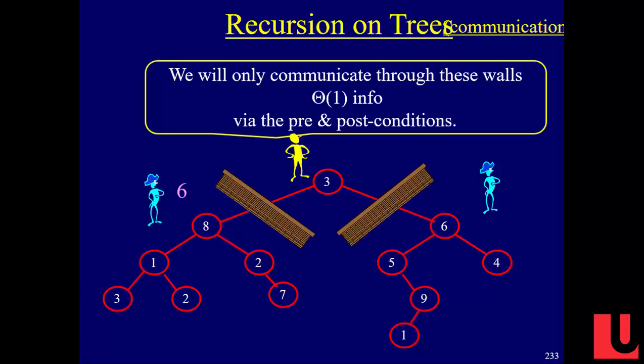And then how much work do I personally do? Remember the F of N. F of N, we're here. It's how much work I personally do. And how much work am I personally doing? It has nothing to do with the size of the tree because I'm not looking at the tree. Right? It's a constant amount of work because I get some constant amount of information here, some constant amount of information here. I combine them and send the constant amount of information up. Right?